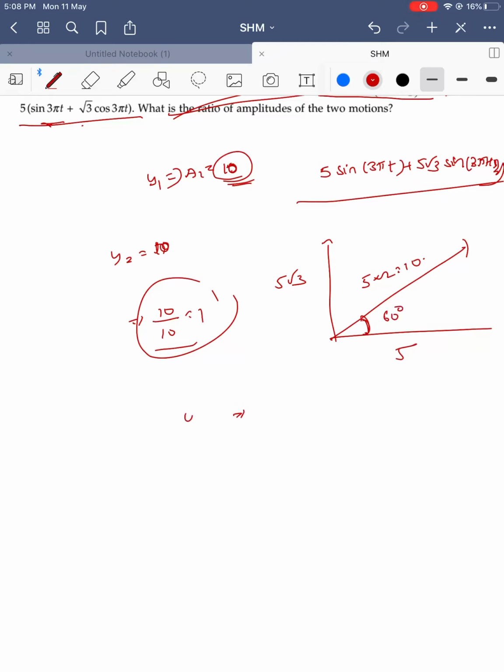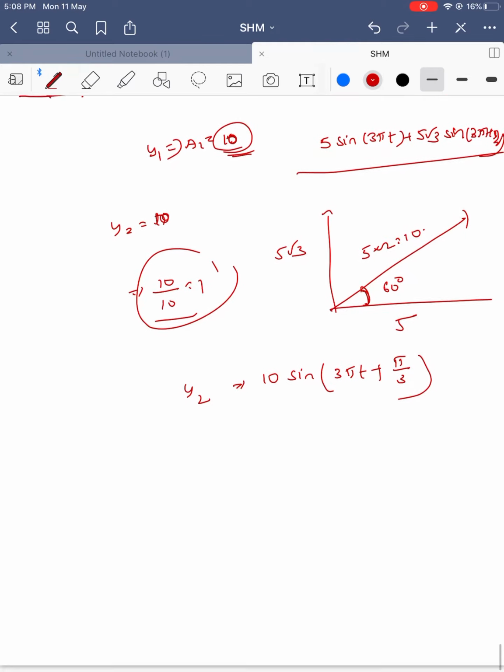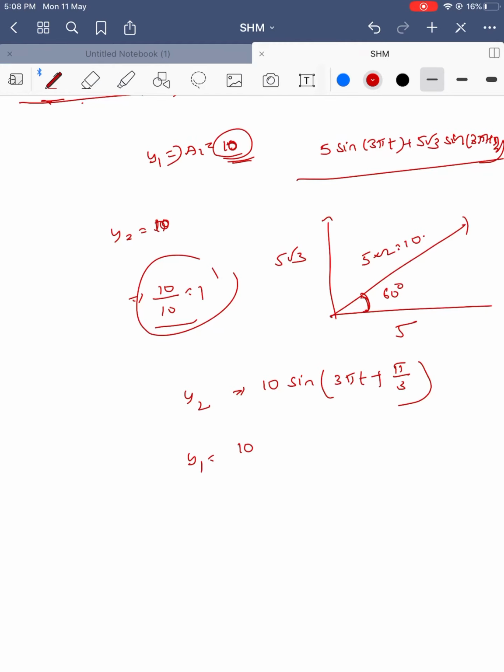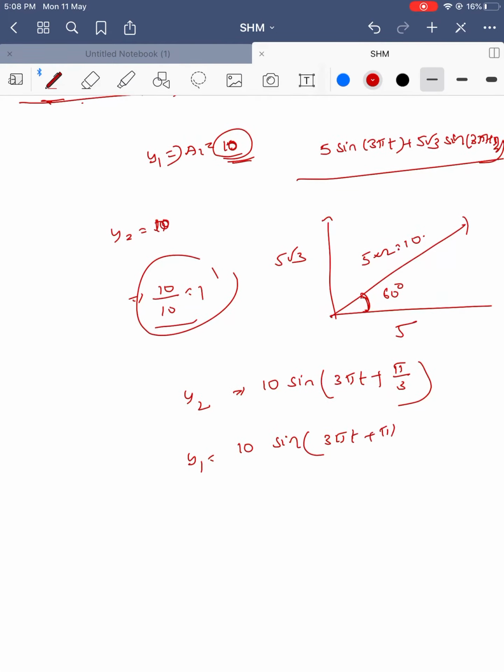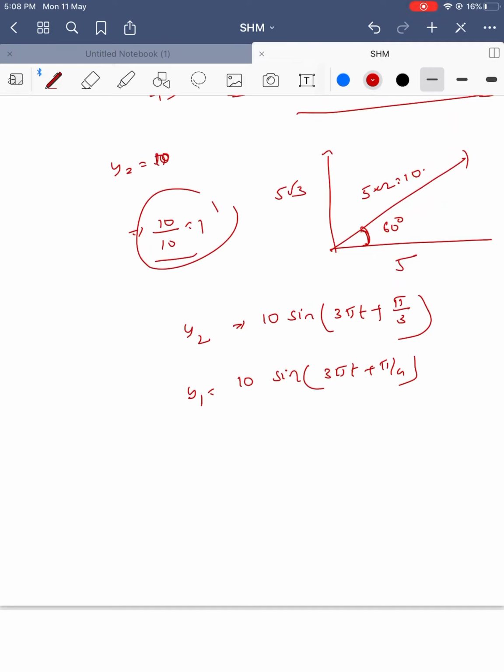If I write the equation for y2, it is 10 sine of 3 pi t plus 60, which is pi by 3. And y1 is 10 sine of 3 pi t plus pi by 4. I was looking for this kind of question. So let's see, this is a very important model. Listen. Pi by 3 is nothing but 60, and pi by 4 is nothing but 45.